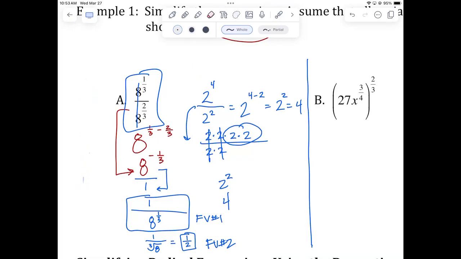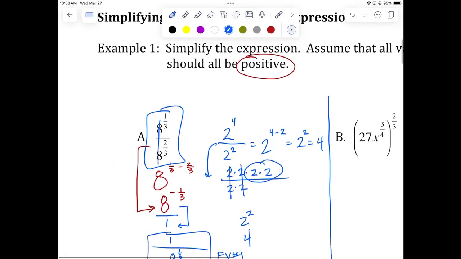Okay. Now you said what if they were different? What if we had like 2 to the 8 all over 8 to the 2nd? We can't do anything as that sits, right? Because the bases are different. But we could do this.